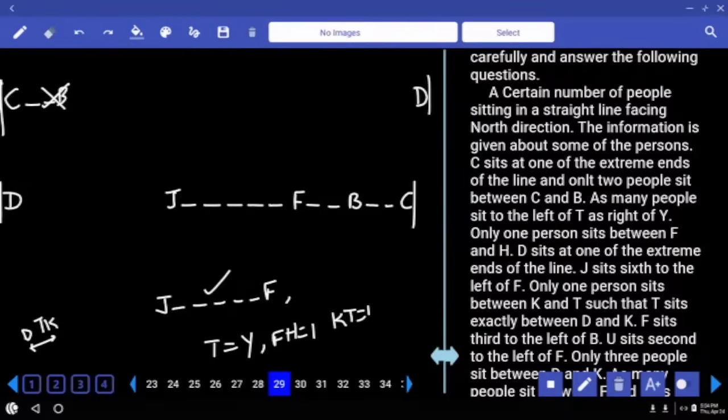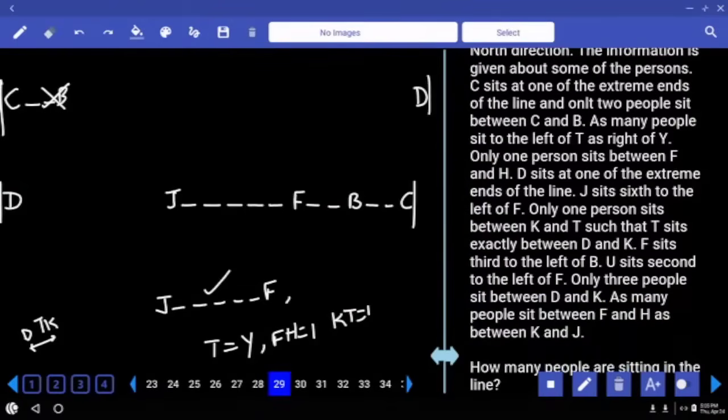Now F and H, how many? There is exactly one person. And one person between F and H can be either left hand side or right hand side. Now there are the two possibilities. And U sits second to the left of F. Now U is seated second to the left of F, and if F and H have one person between them, then H must be to the right hand side.